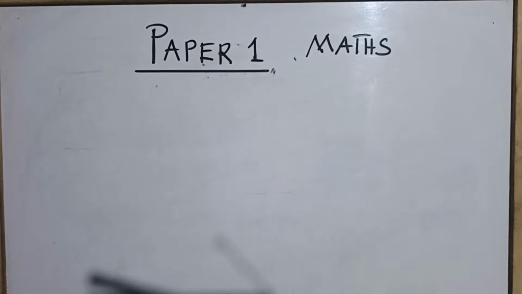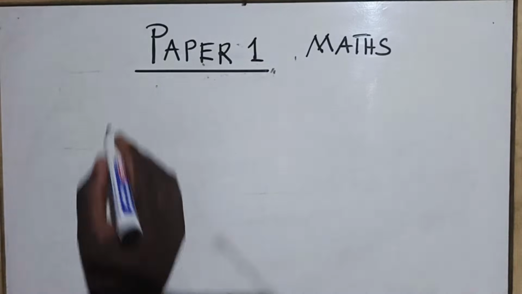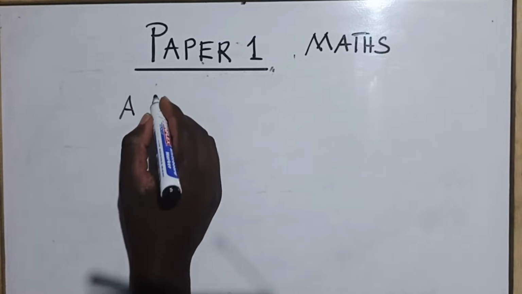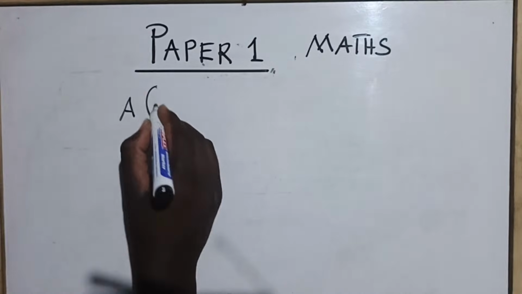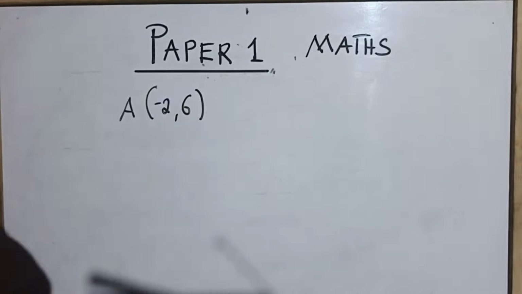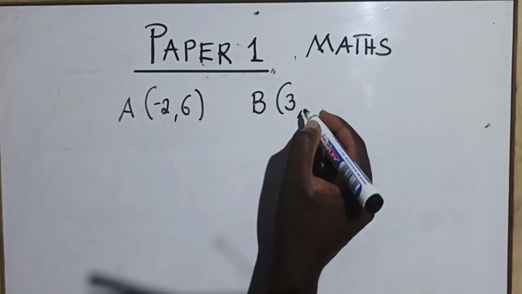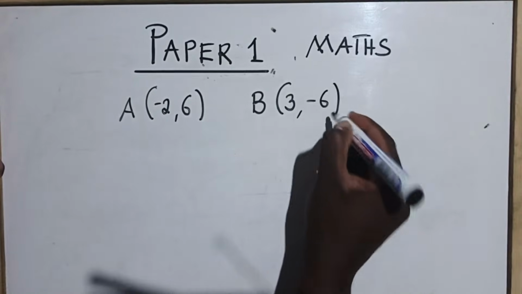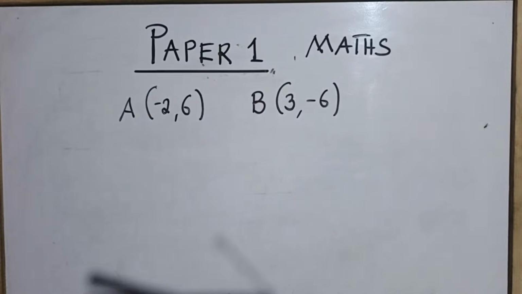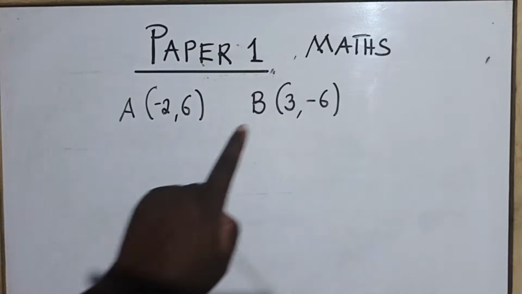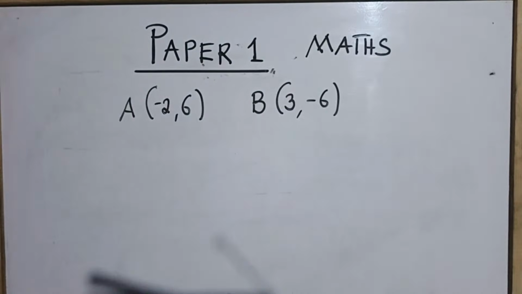The question reads, the points A and B have coordinates. The coordinates for A are -2, 6. And the coordinates for B are 3, -6. So these are the 2 coordinates that we have. And the question now reads, find the distance between A and B. So they've given us the coordinates A, B. Now they want us to find the distance between these 2 points.